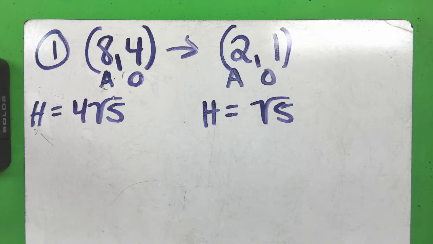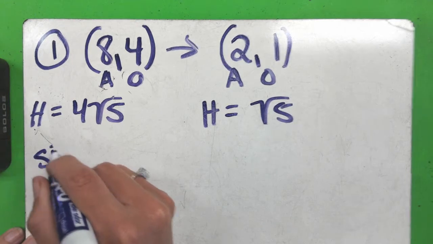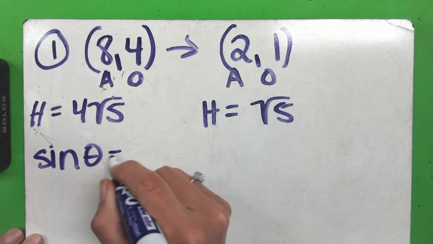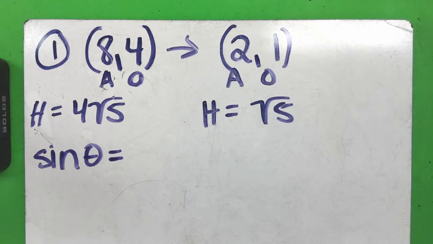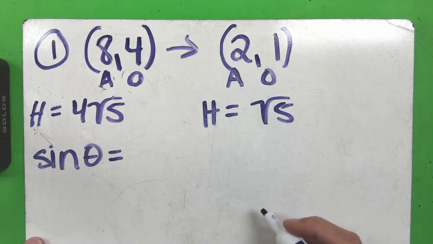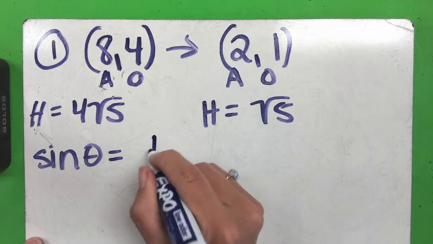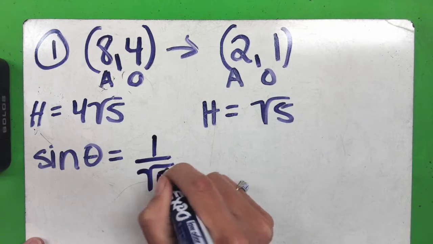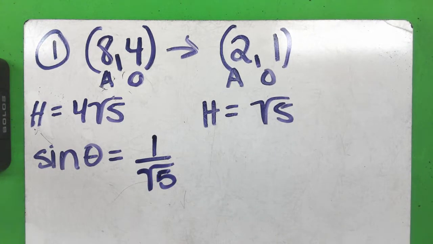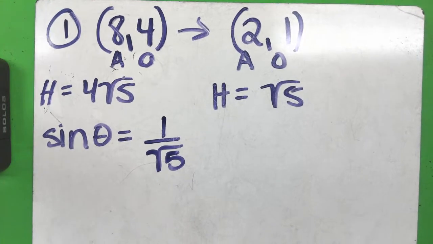Now we can get started. So sine theta, again, sine is what? What is sine? The ratio. So, SOH. That's opposite over hypotenuse. So which one's opposite? 1. Hypotenuse? Square root of 5. And can we leave it like this? No. Some of y'all did on your quizzes, but no, you're not supposed to leave it like this. Why?